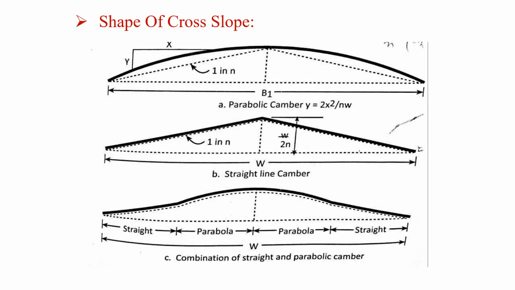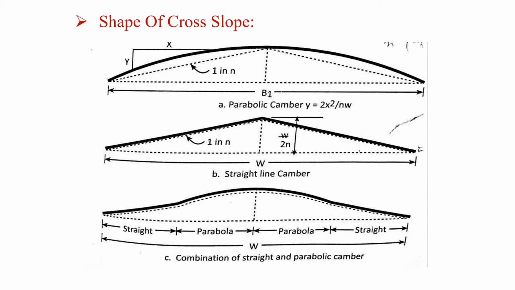So these are the different shapes of cross slope. There are mainly three shapes of camber. One is parabolic camber, second is straight line camber, and third is a combination of straight line and parabolic camber.